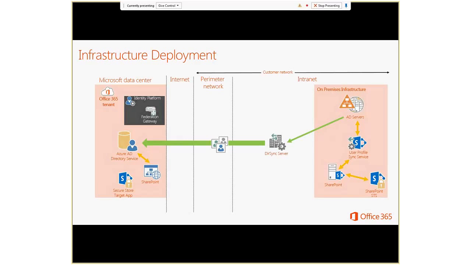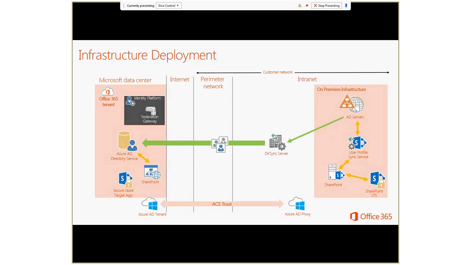The way we do it is deploy directory synchronization, or DIRSync, on one of the member servers in your on-premises environment and synchronize the users to Azure Active Directory services, which eventually serves as the user base for all of the online SharePoint Online users. Once directory synchronization is done, the users would be synced to Office 365, or rather Azure AD.